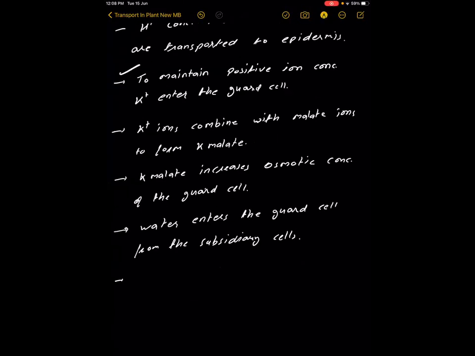So water enters the guard cell from the subsidiary cell. The cells become turgid. The guard cells become turgid.